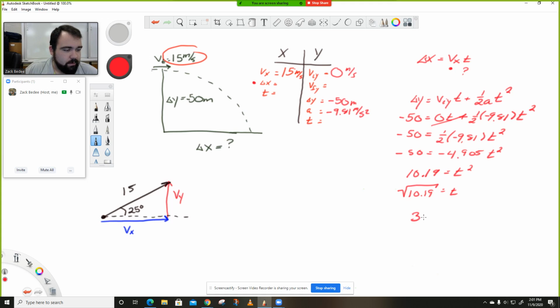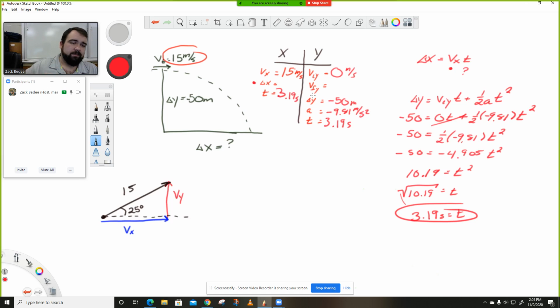Which is 3.19 seconds. That equals t. So that's part of our answer. We can take that up here. Remember that time is a crossover variable. It is the same in both the x and y directions.